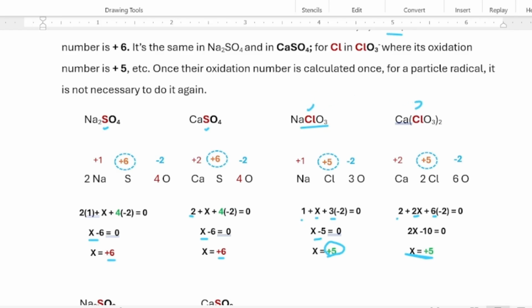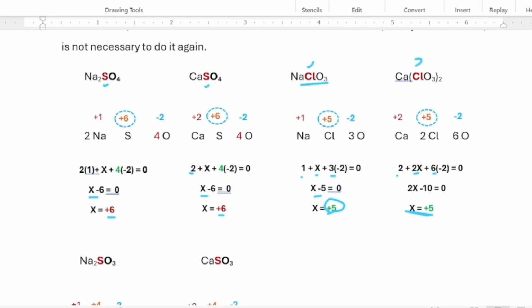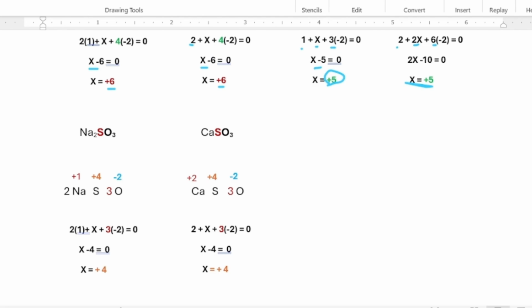So if you have chlorate ions and you found the oxidation number in one compound, it stays the same in the other one. We can do it for a sulfite radical too. It's 0 sum of oxidation numbers. We have 2 sodiums, 1 sulfur, 3 oxygens. Let it be x. When you do the math, you're going to have x minus 4 is equal to 0. x is equal to positive 4.